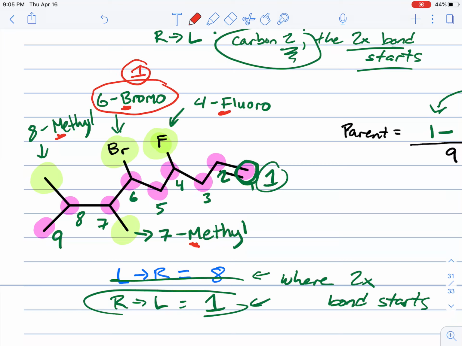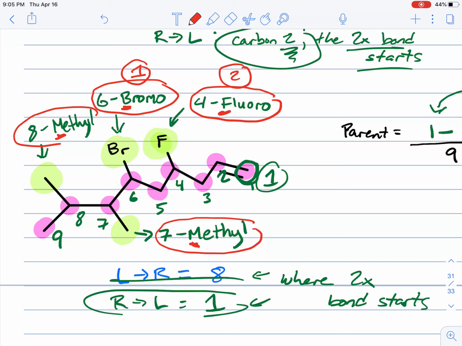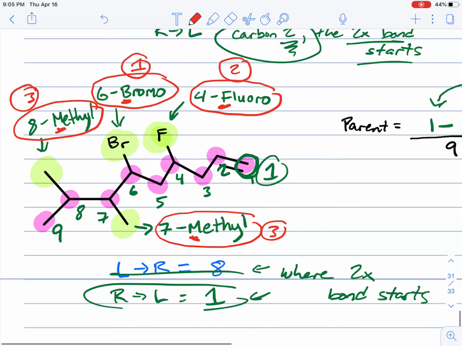And then the next one is going to be fluoro, so A, B, C, D, E, F, G, H, I, J, K, L, M. And so here I actually have 2 methyls. And so you want to make sure you combine them together and put the 7 in front of the 8. So this is going to be the third item, and I'll put this as a third item as well because I'm going to combine them together.